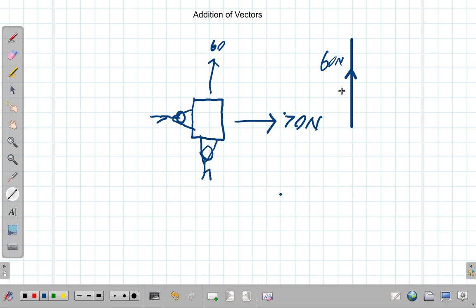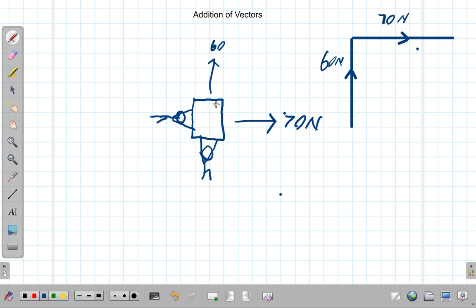Then the 70 newtons. What you do is put it in such a way that the end of the 60 is pointing to the beginning of the 70. So you have 1, 2, 3, 4, 5, 6, 7 centimeters to the right. Now, this is our 70 newton force.